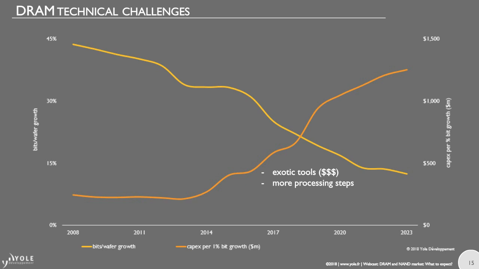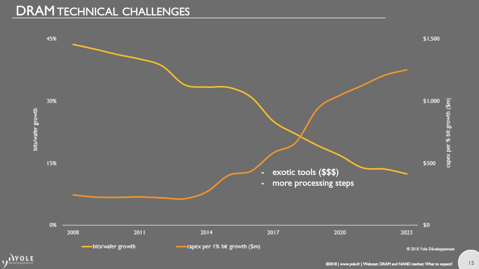Well, the smaller lithographies are requiring increasingly exotic tools, and exotic tools are expensive tools. So the tooling is getting more expensive. Additionally, the designs are getting increasingly complex, which means more processing steps are required.